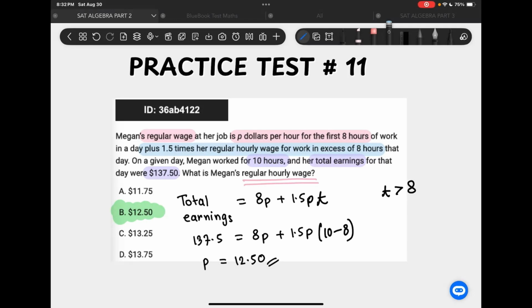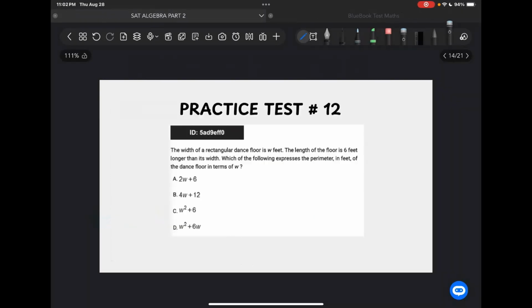Now, we can just plug in all the values that are given to us. So our total earning was 137.5, and this was 8P, and 1.5P into T, 10 minus 8. Why? Because this T is the excess hours. So we have to subtract the initial 8 hours, and then we're going to get 2 from here. And then if we just solve this equation, you are going to get P equals 12.5, which means B is our answer. Go ahead and try it.